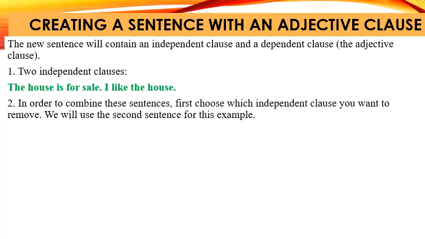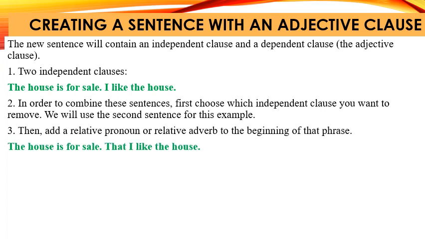In order to combine these sentences, we need first to choose which one is going to be the independent clause and which one you want to remove, and we will use the second sentence for this example. I like the house, okay? And the third case is to add a relative pronoun or a relative adverb to the beginning of that clause or that phrase. The house is for sale. That I like the house. As I said, we chose the second one, which is going to be the dependent clause. And I added the relative pronoun that.